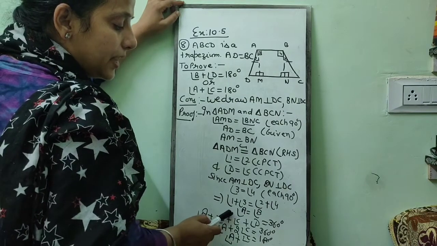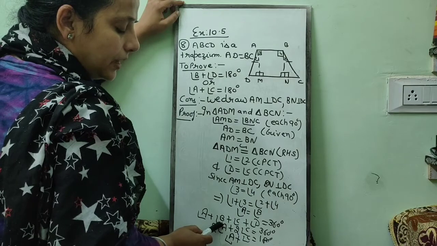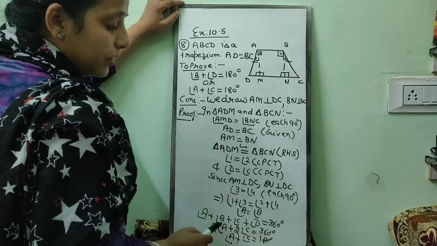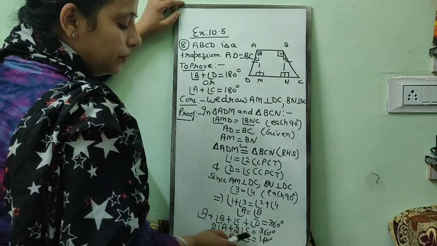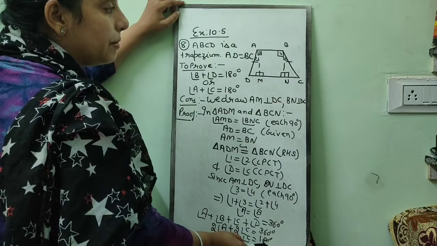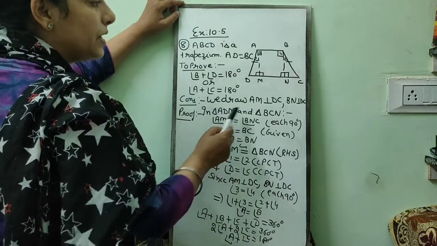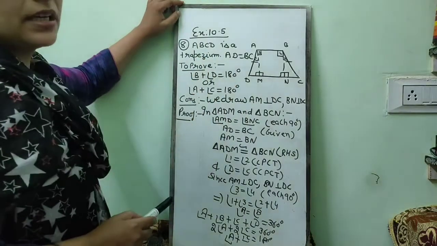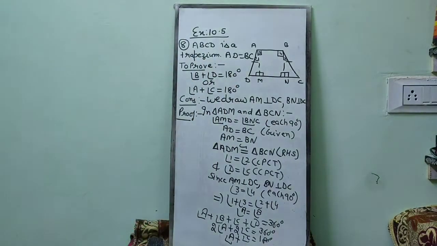Since A and B are equal, D and C are equal, I am replacing B with A and D with C. So this is 2 times A plus 2 times C is equal to 360. This 2 will go to the other side. Do the cutting. Angle A plus angle C will be 180. Clear? It means this trapezium ABCD is a cyclic trapezium. Now give a 1 minute review to this sum thoroughly.